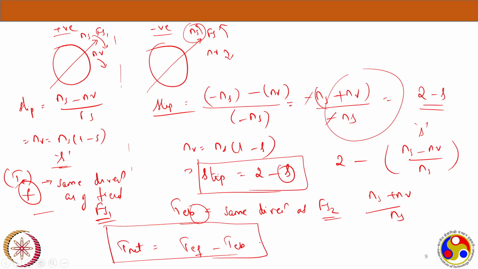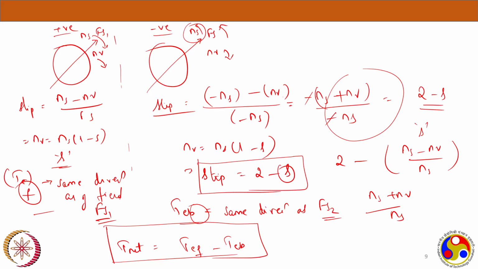Now, what is the equivalent circuit of these two sequences? Ultimately we need to add these two, and the net torque equation would be the actual torque equation of your machine. Now let's see the combined equivalent circuit of it. We will write it in terms of positive sequence and negative sequence only.